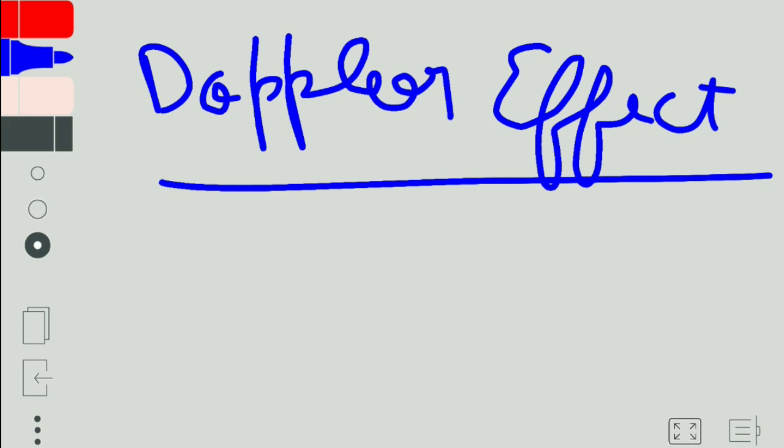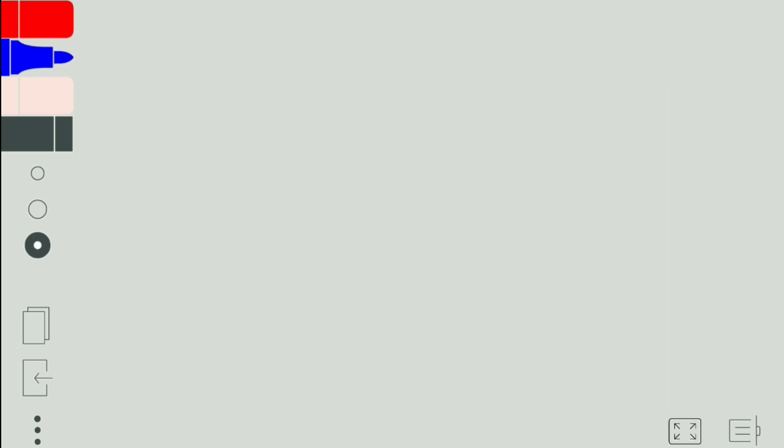I hope that's clear. So that is what the Doppler effect is. The Doppler effect actually happens when the source is moving at a speed which is less than the speed of sound. Now let's discuss another case, when the speed of the aircraft, or of any source, is equal to the speed of sound.